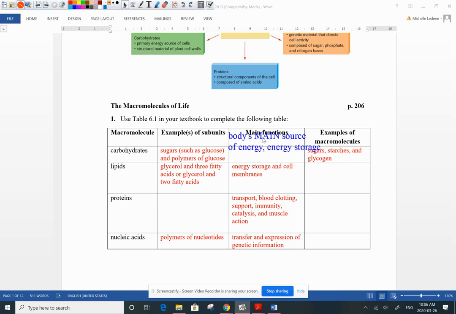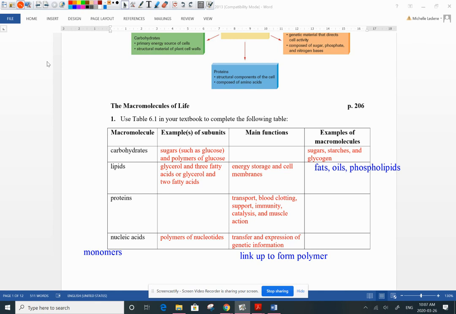So our first one that we're going to look at is going to be carbs or sugars, and those are the main source of energy for your body, and that's where we store our energy. So sugars, starches, glycogen, these are all examples of the macromolecules that make up the carbs, the sugars that we eat in our body. Okay, lipids. Lipids are the fats, the oils, the phospholipids, and they're important for storing energy and also for the cell membranes of your body.